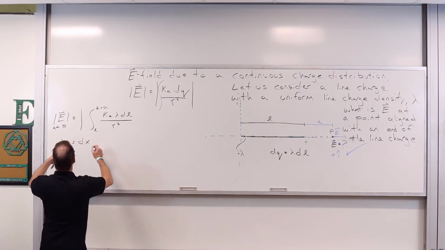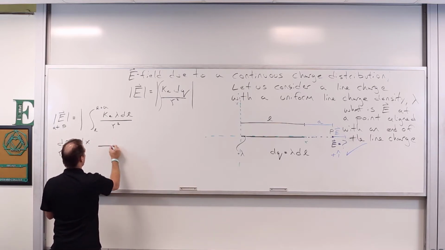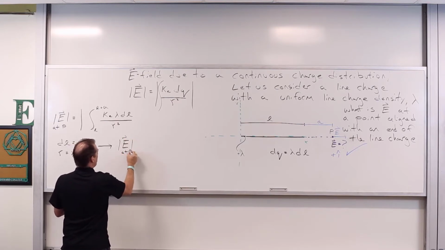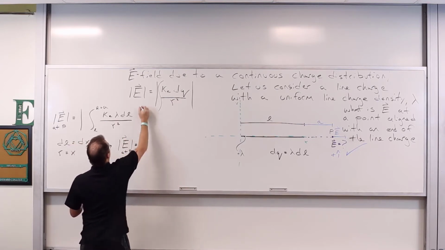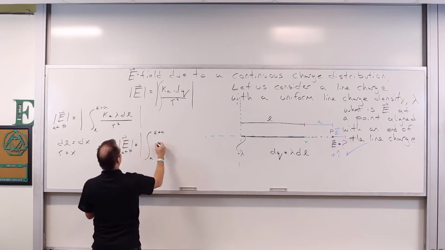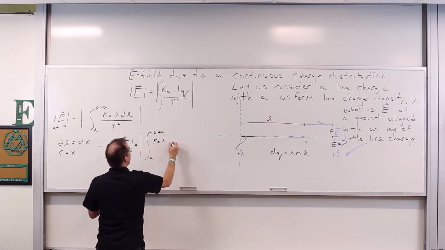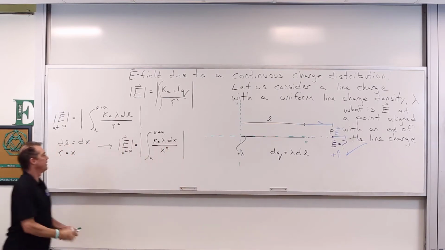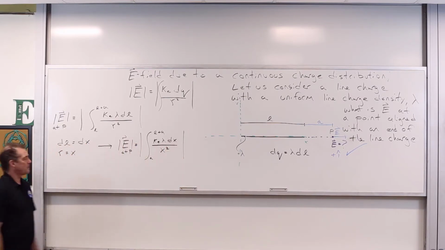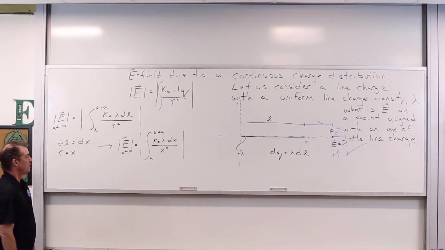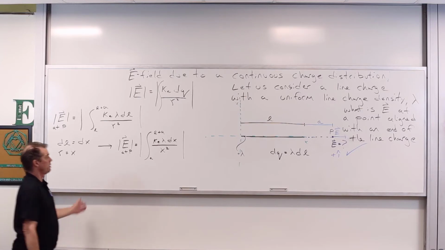So what does this do for us? Well, now the magnitude of the electric field at the point P is equal to the absolute value of the integral from L plus a to a of k sub e lambda dx over x squared. And there we go, look at that. Now that's a pretty easy integral to solve because lambda and k sub e are both constants. So we go ahead and do this, right?